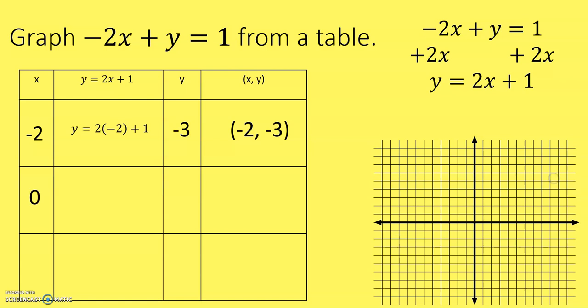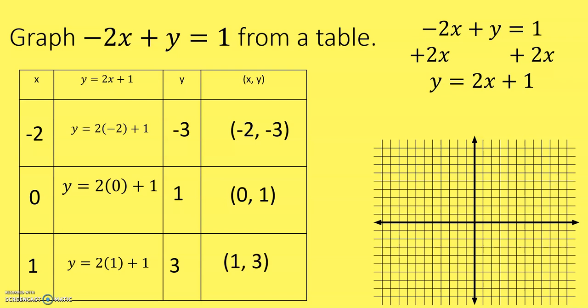x value of 0. Substituting, y equals 2 times 0 plus 1. Our y value is 1. Ordered pair is 0, 1. A positive x value to use, 1. y equals 2 times 1 plus 1, 3. Ordered pair is 1, 3.